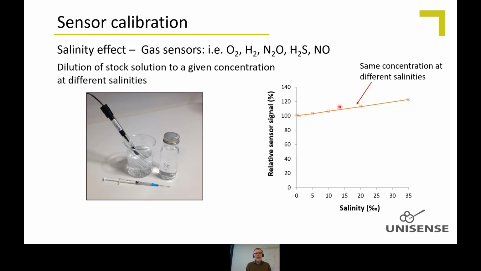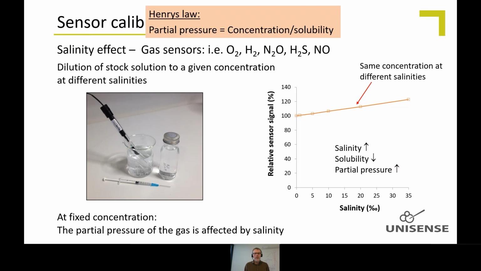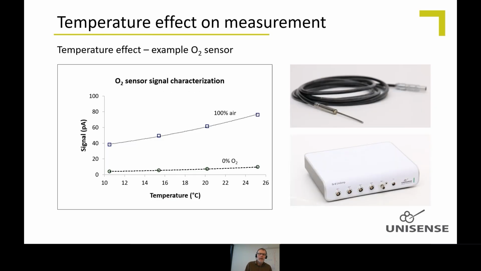The reason for this is that we have the same concentration but different salinities, and that means we change the solubility. When salinity goes up, the solubility goes down, and then the partial pressure will go up. The reason is Henry's law: if you lower the solubility and keep the concentration constant, then the partial pressure will be higher. Since the sensor responds to partial pressure, you will have a higher signal.